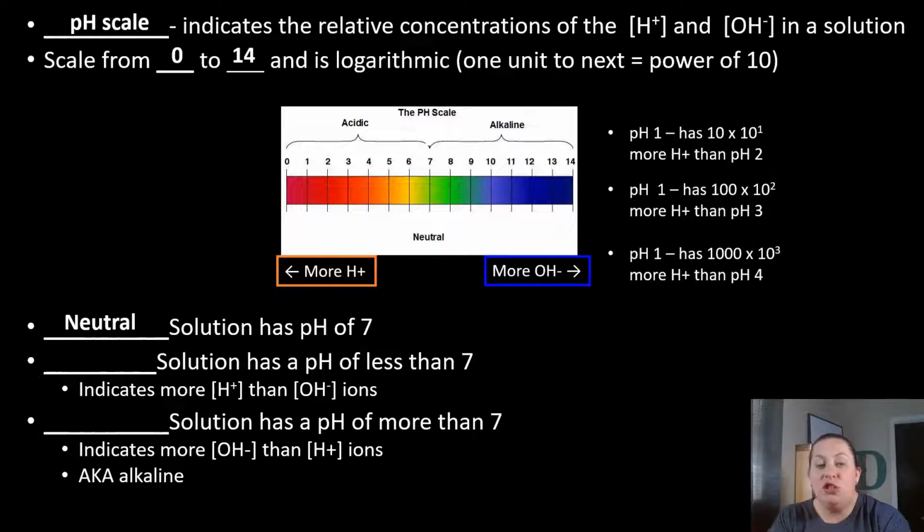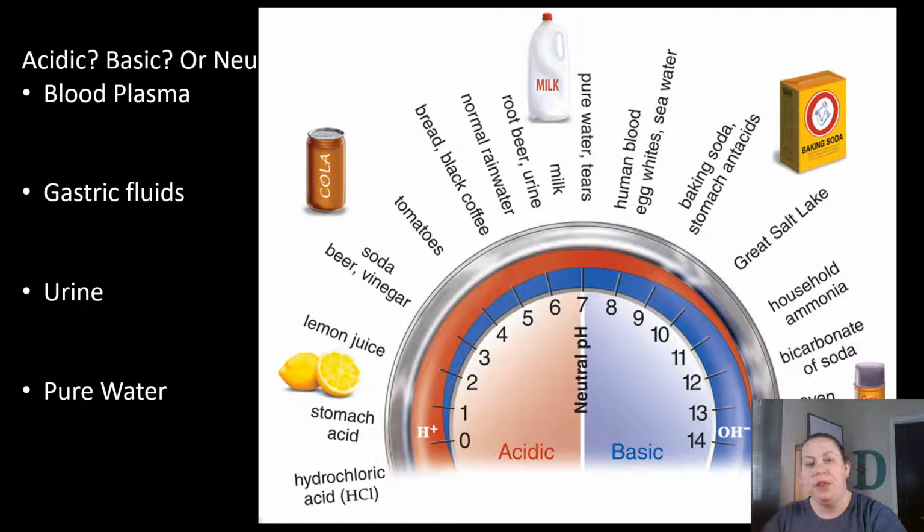So if it's at 7, it's neutral. If the solution has a pH less than 7, it's going to have an acidic pH. This means it has more hydrogen ions than hydroxide ions. If the solution has a pH more than 7, it is what we call basic. This means it has more hydroxide, OH, than hydrogen ions. Now guys, a basic solution can also be known as an alkaline solution.